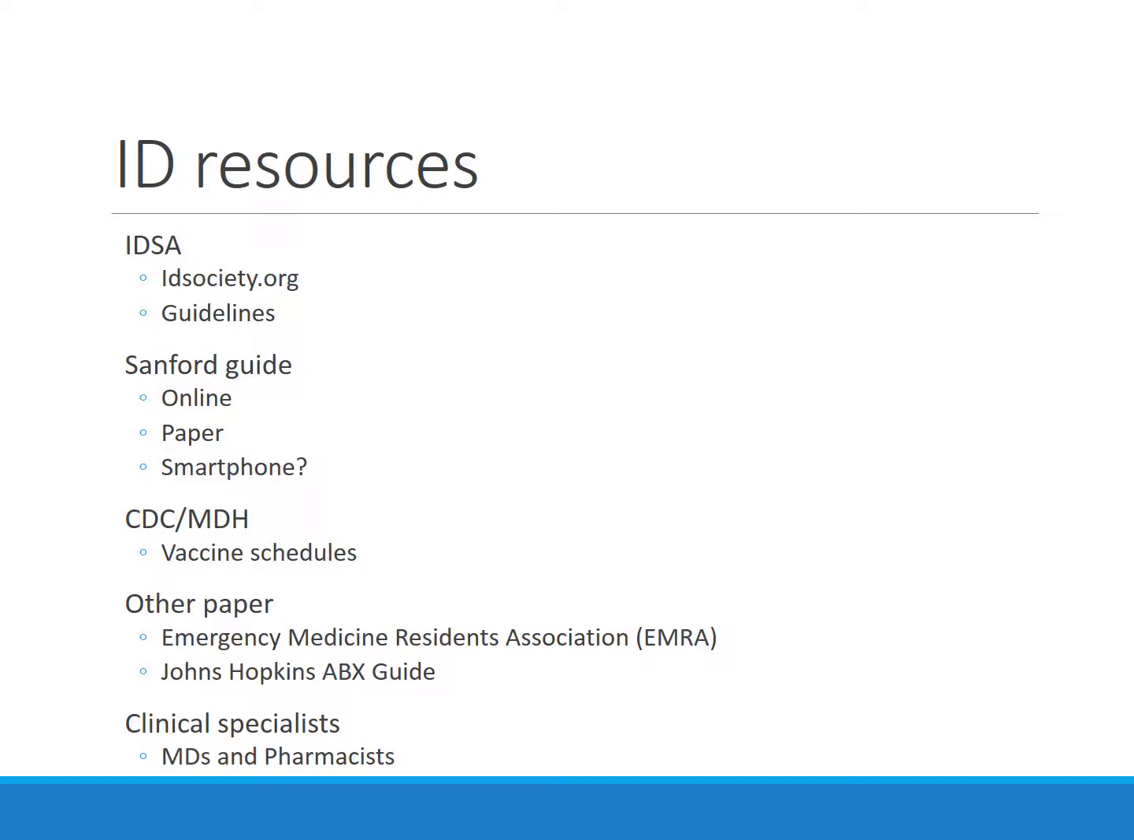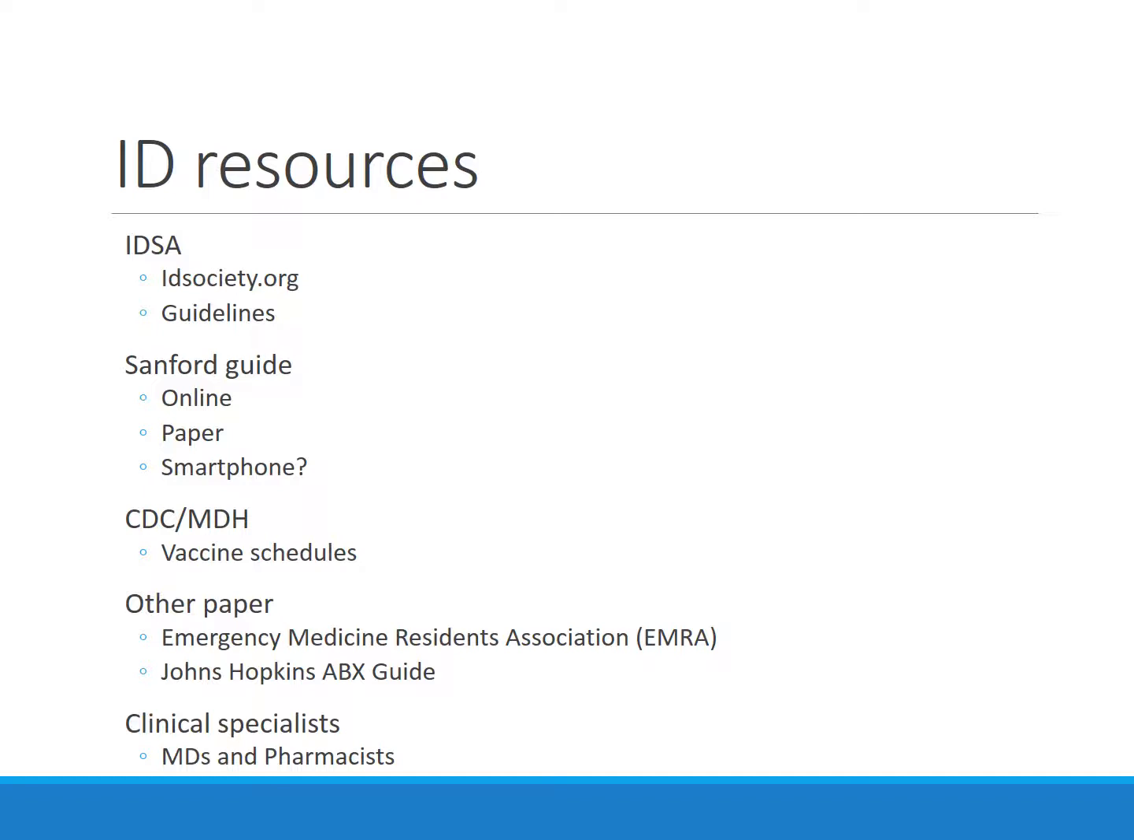And just know that the guidelines can be quite long, but there's usually some nice tables in them that kind of outline things pretty well. So you can use your control search functions and try and find what you want quickly.